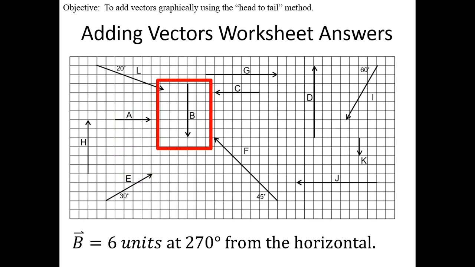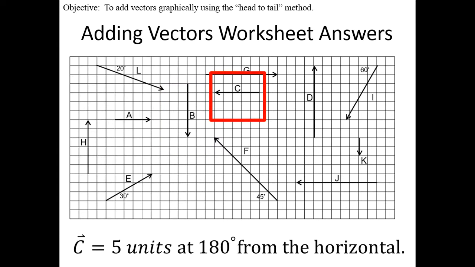For B, it's going to be 270, because remember, when we measure our angles, we start from the horizontal and work our way counterclockwise up to 90, over to 180, and then down to 270. So that's why it's 270 from the horizontal. But remember, you can also express this as a negative angle if you go clockwise. So if I go clockwise down, it's going to be a negative 90 degrees from the horizontal. Either one of those is correct.